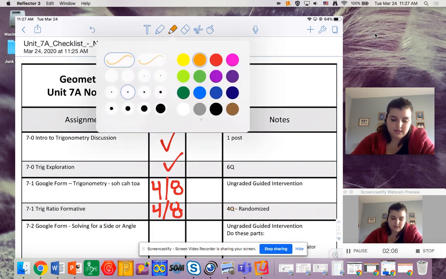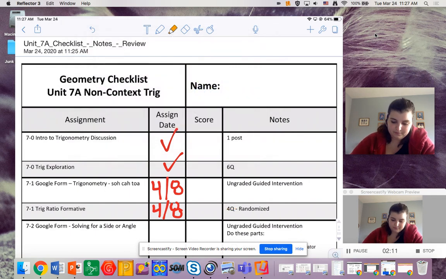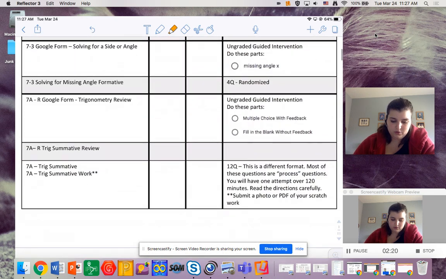Whoa, that's a tiny highlighter. Cool. Yeah, so those 2 things. Okay, so with that being said, let's go ahead and look at the 7-1 notes.